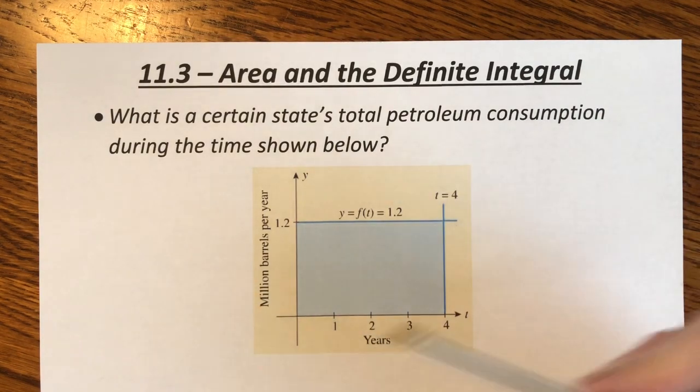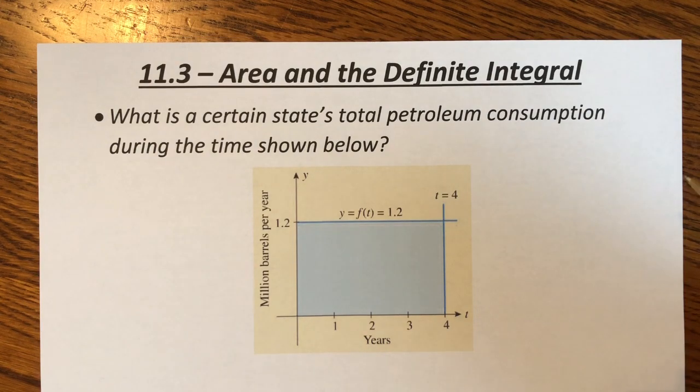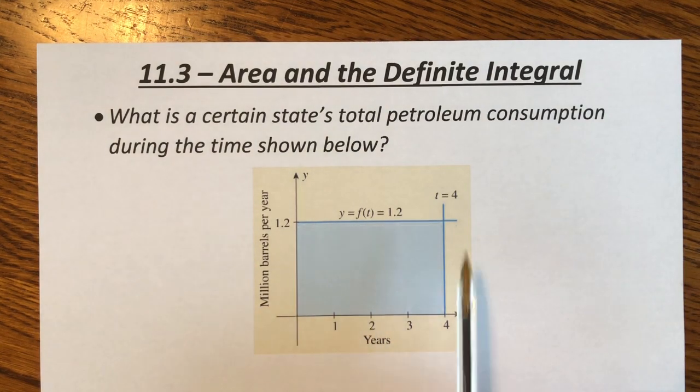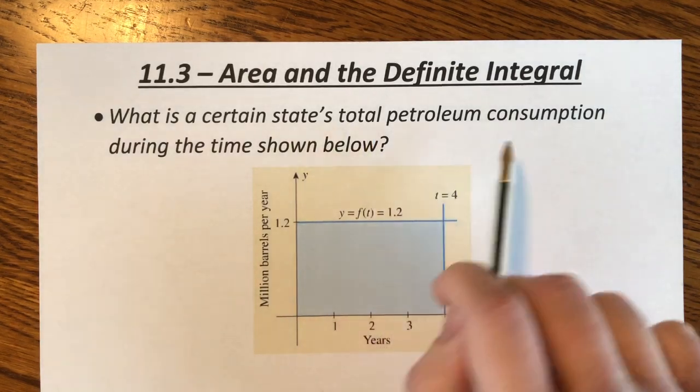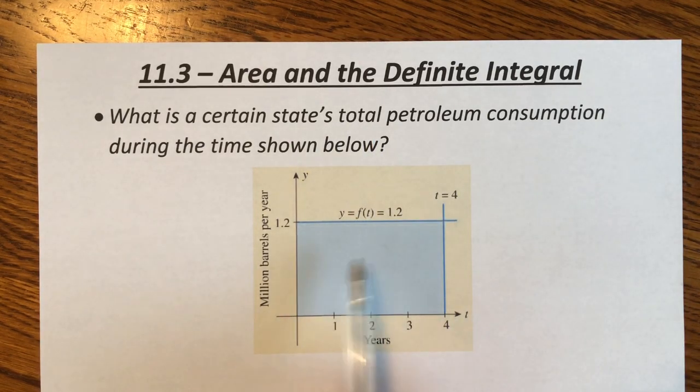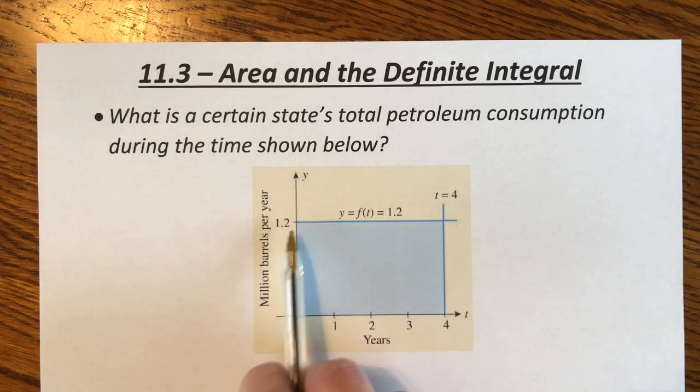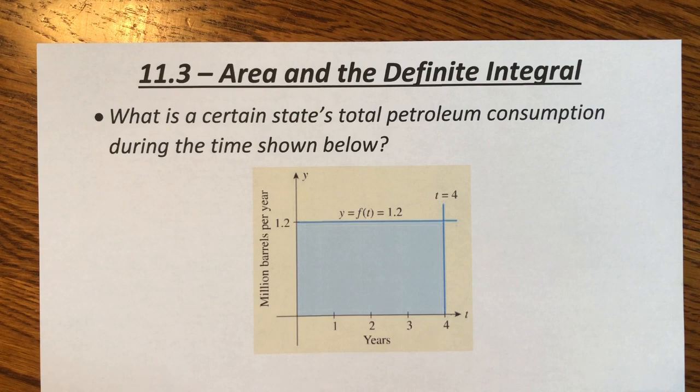If you look at this example, what is a certain state's total petroleum consumption during the time shown below? This would be easy to determine because it's a shape we're all familiar with, that being a rectangle. So all you'd have to do to figure out the total petroleum consumption is determine the area of this rectangle, which would be 4 times 1.2, or a total of 4.8 million barrels.